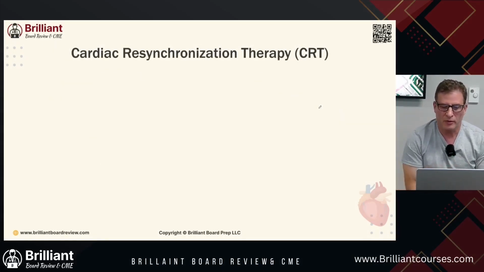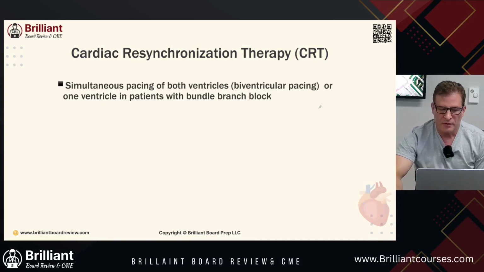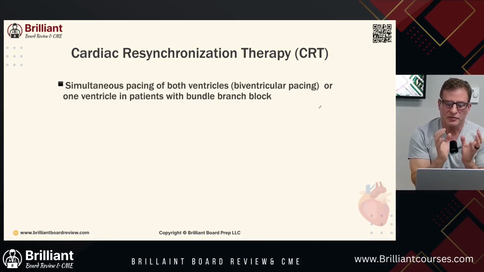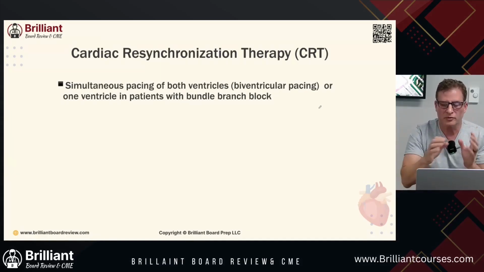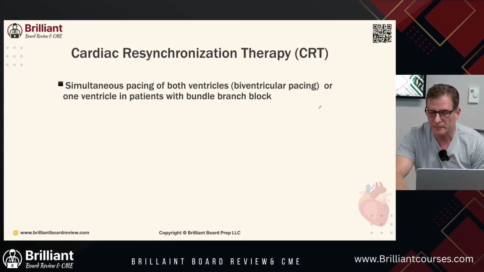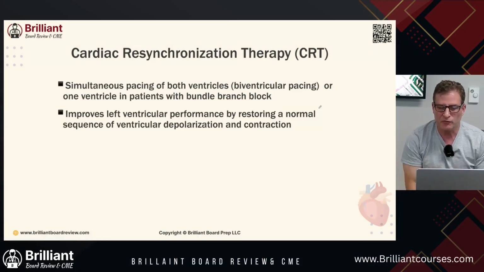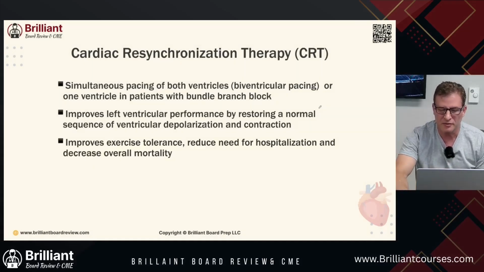Let's talk more about cardiac resynchronization therapy, CRT. This is simultaneous pacing of both ventricles, biventricular pacing, or one ventricle, in patients with a bundle branch block. So you're making the heart equal on both sides. You're creating a symmetry. It improves left ventricle performance by restoring the normal sequence of ventricular depolarization and contraction. Improves exercise tolerance, reduces the need for hospitalization, and decreases overall mortality.